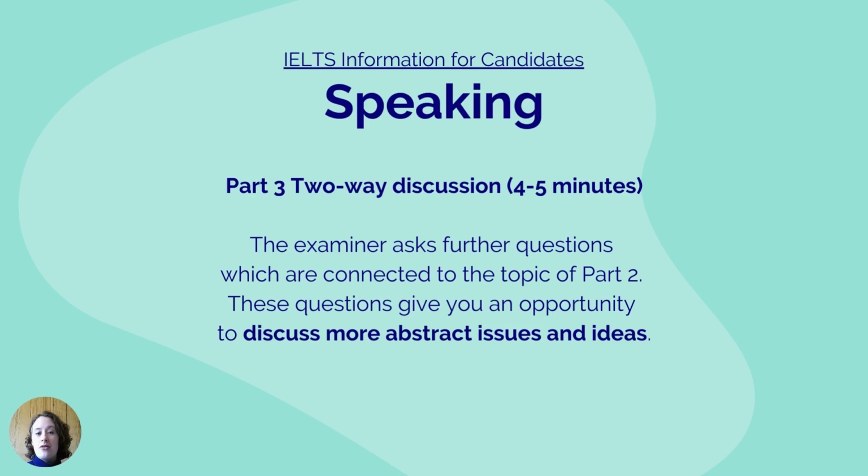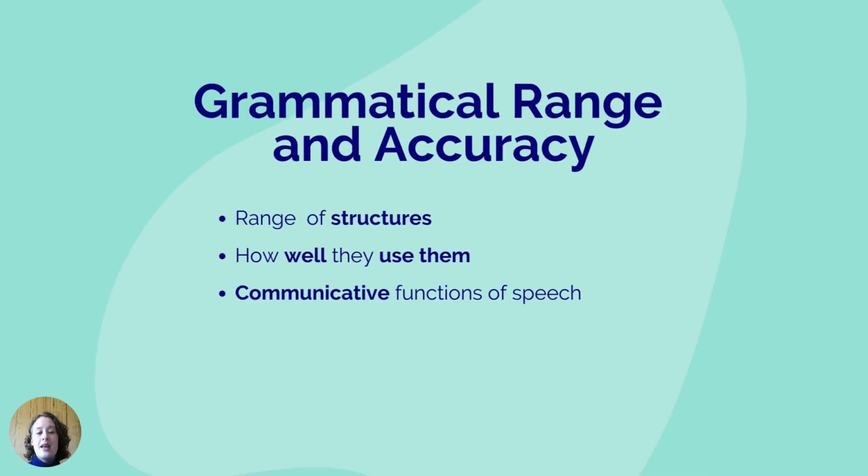So, part 3 of the IELTS exam is the two-way discussion. In this section, the examiner will ask you further questions relating to the topic of part 2 of the exam. In this section, you will be able to discuss more abstract issues and ideas. Today, I will be focusing on grammatical range and accuracy.